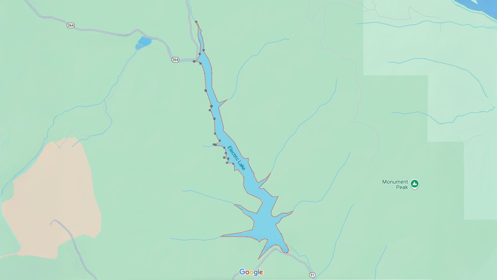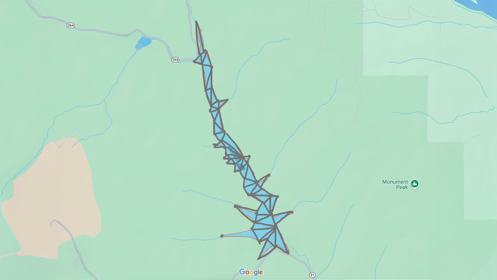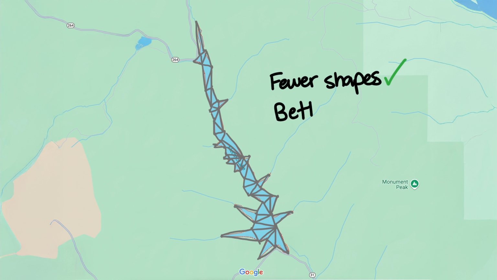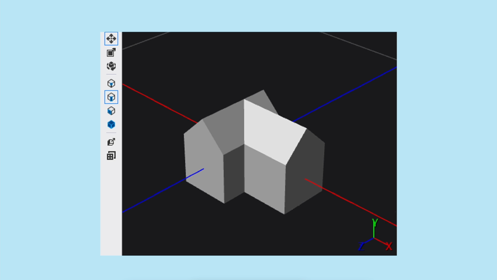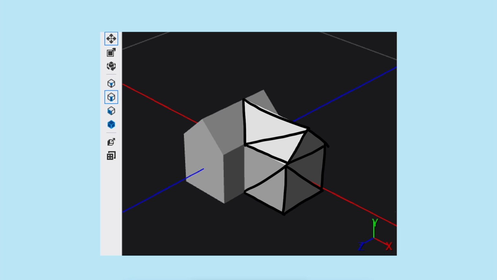A better idea is to use triangles. Place points strategically around the boundary, connect them into a web of triangles, and sum the area of each triangle. That uses much fewer shapes and is a better fit. We can use a similar strategy to find the volume of 3D objects, especially 3D computer models, which are already stored as a web of coordinate points. We can start cutting off pieces in the form of pyramids and calculate the volume of each pyramid and sum them all up to find the volume.